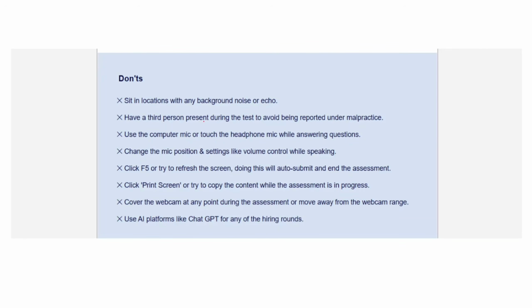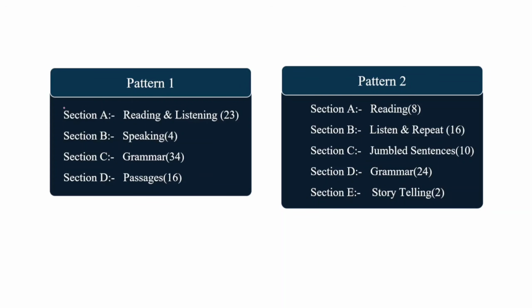So let's see the pattern of the communication exam. There are two patterns available: the first pattern has 4 sections and the second pattern has 5 sections. Each of these patterns has some common sections like reading, listening, grammar, and speaking. The difference is that pattern 2 has a jumbled sentences section and a storytelling section. These are the two sections that differ between the patterns, and you need to be aware of both patterns so that you can attend the exam correctly. So let's see these two sections first because these are the different ones.